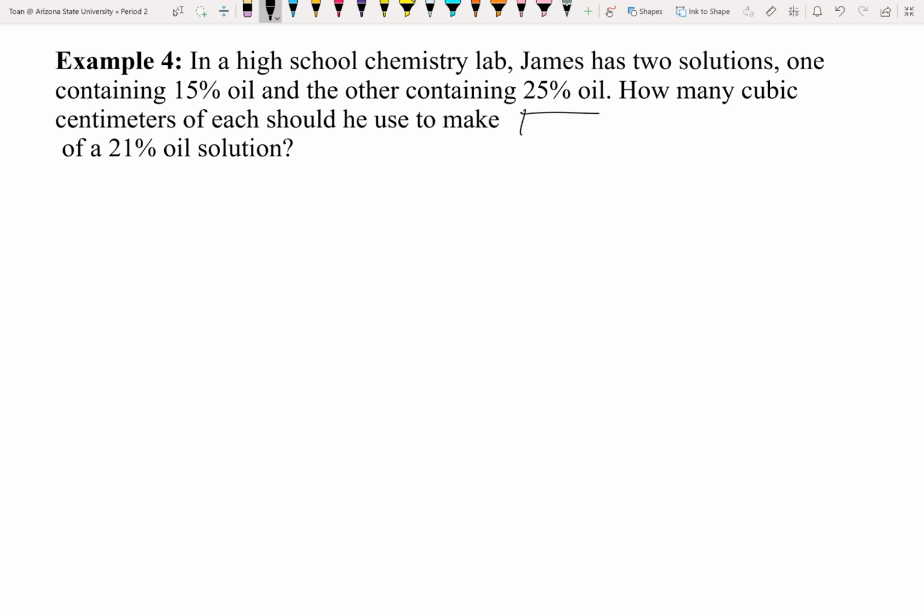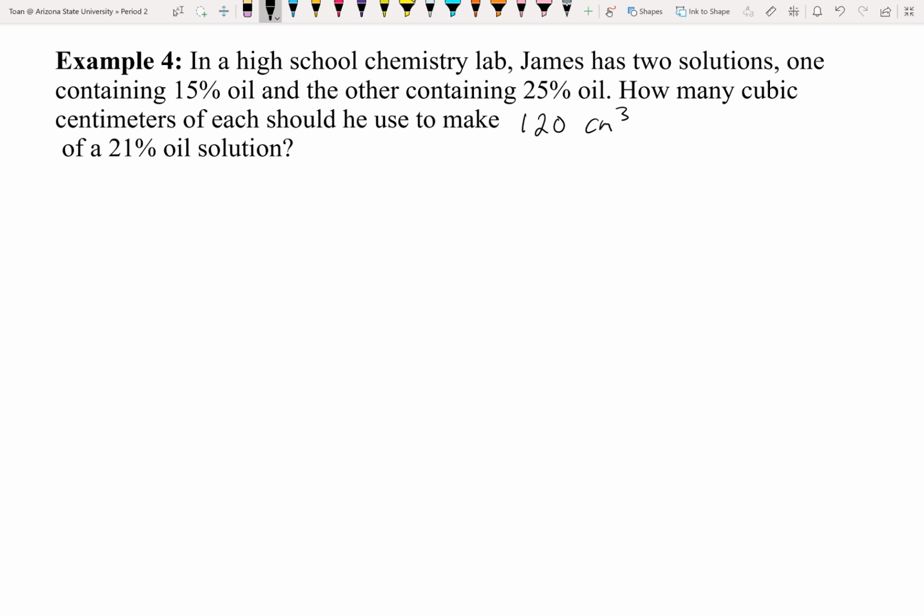Do you see how there's a blank here? Yeah. There needs to be a number there. Is it printed on your sheet? Yes. How many cubic centimeters of each should he use to make 120 cubic centimeters? Okay. Of a 21%. I don't know why it got deleted on mine. All right.